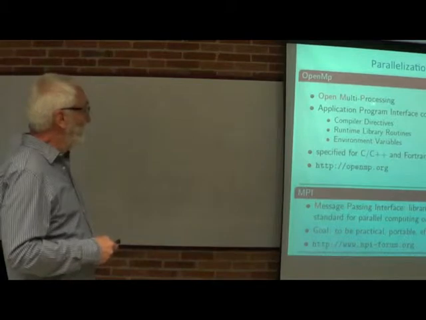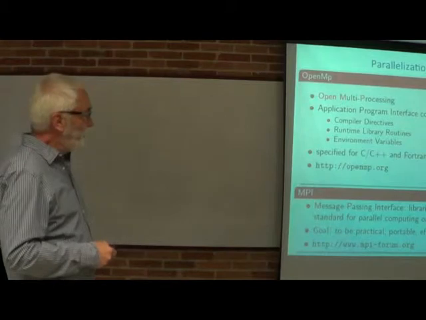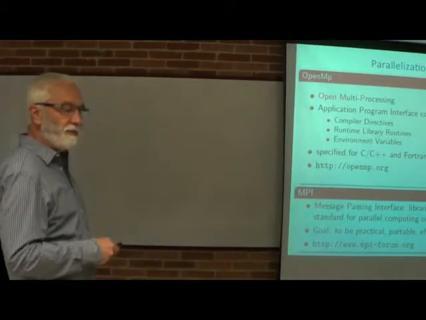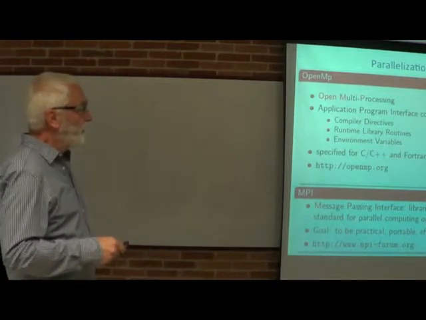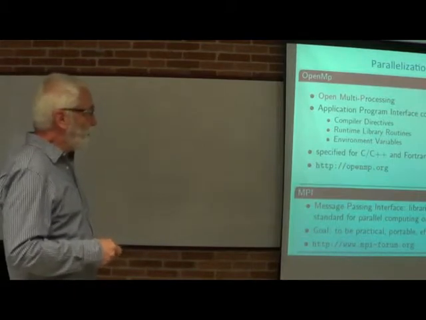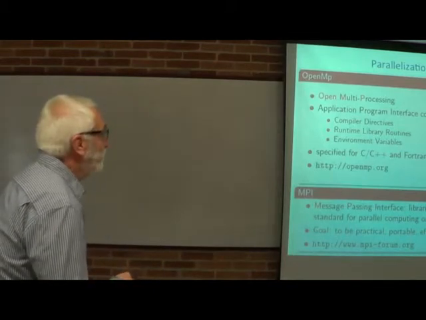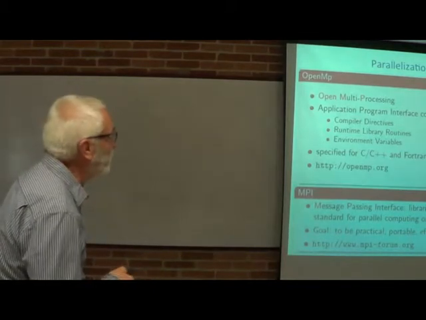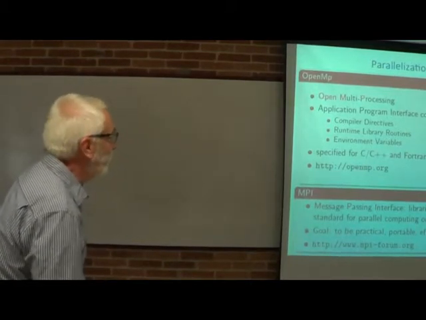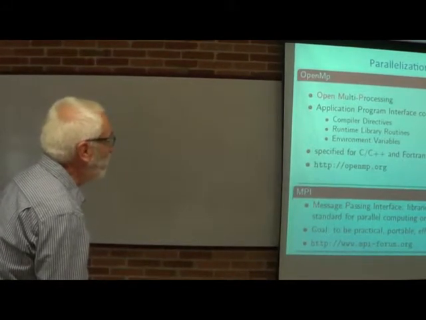OpenMP is an open multiple processing application. The idea is that you have a shared memory somewhere and a few CPUs which see the same shared memory, and if you have to do an operation many times in a loop, then you can distribute this loop to different CPUs, and then in principle you can run it n times faster if you distribute it to n CPUs.